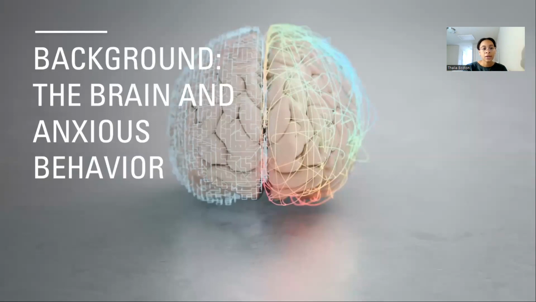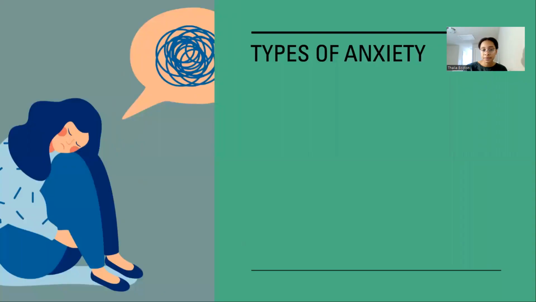So first, like I said, I'm going to talk about the brain more specifically and how anxious behavior is related to different functions of the brain. Before I go into that, I wanted to talk about the three common types of anxiety. The first type of anxiety is called generalized anxiety disorder. And as you can tell by the name, it's not as serious as one might think it is.